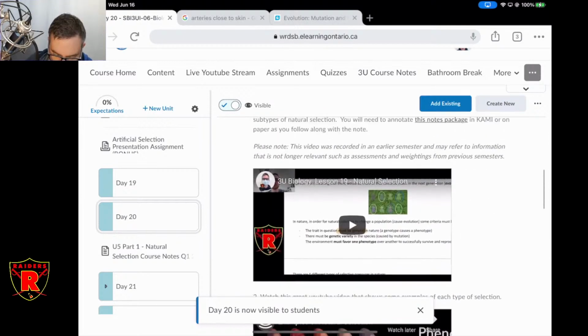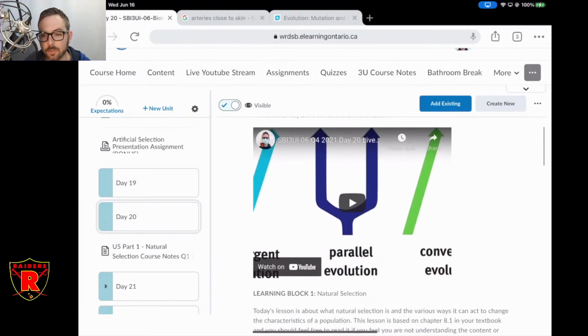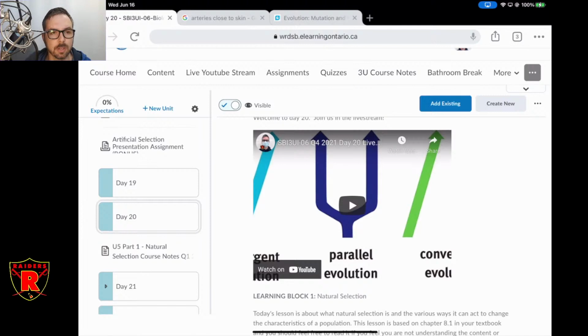So yesterday, actually I should start off by asking, are there any questions from yesterday? So yesterday we went through just the general idea of evolution and the evidence for theory and law and natural selection.